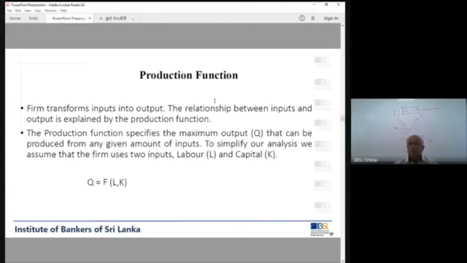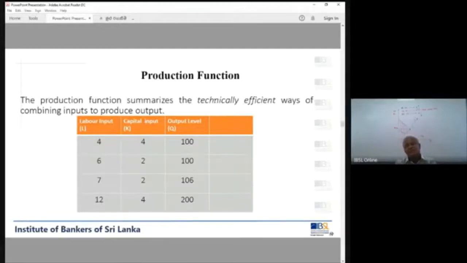Understand? For the given technology, using 3 workers and 4 computers, or 4 workers and 3 computers, you can produce 100 maximum. If you produce less than that output, that is inefficient output, technically inefficient output. So our production function is the relationship between inputs and the technically efficient output. The production function summarizes the technically efficient ways of combining inputs to produce output. With 4 workers and the capital input, you can produce the technically efficient output of 100.